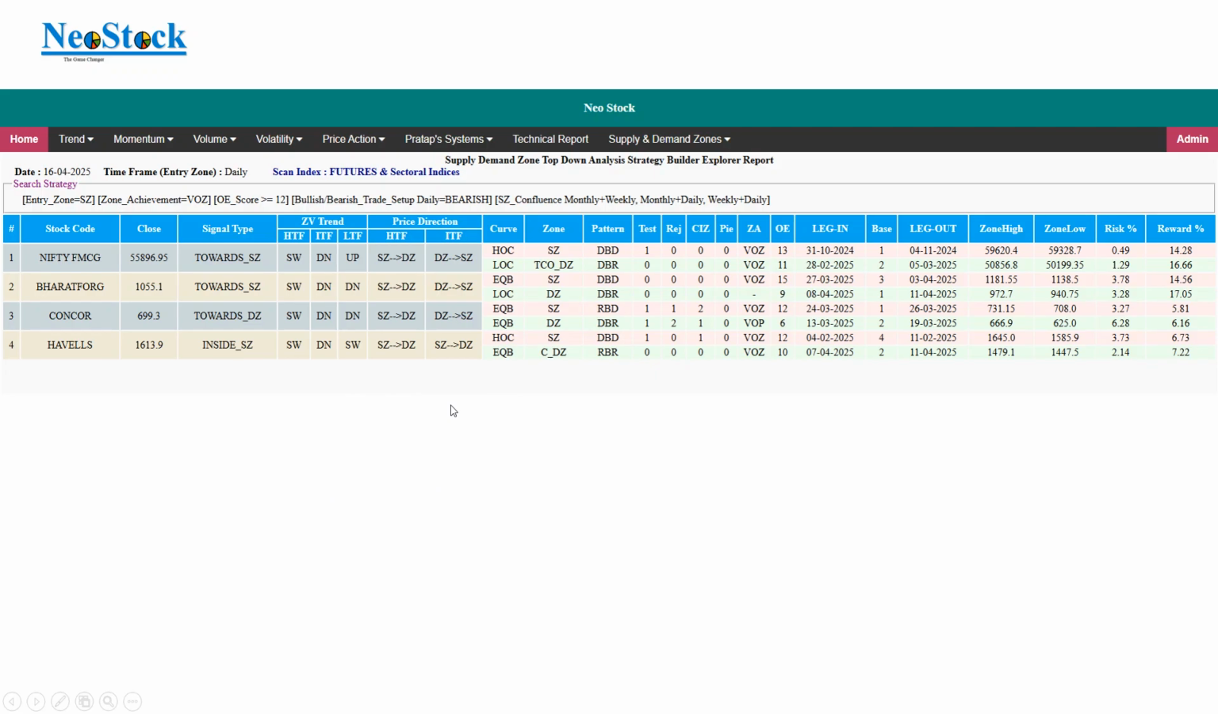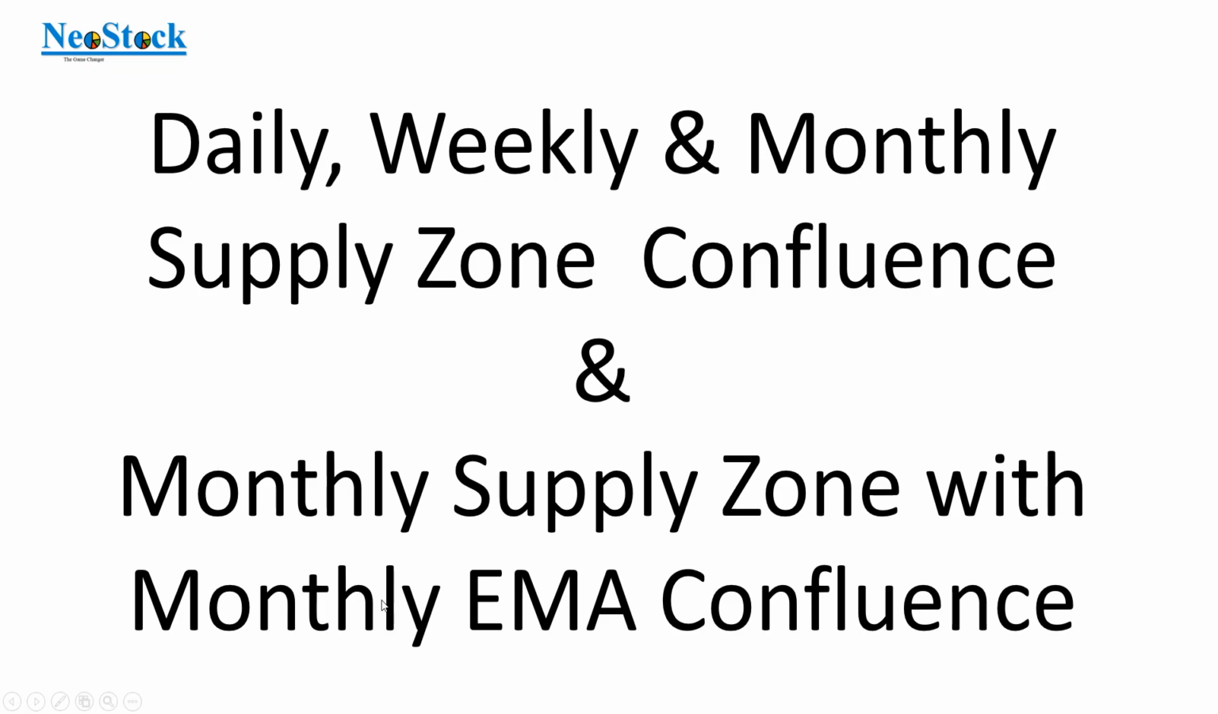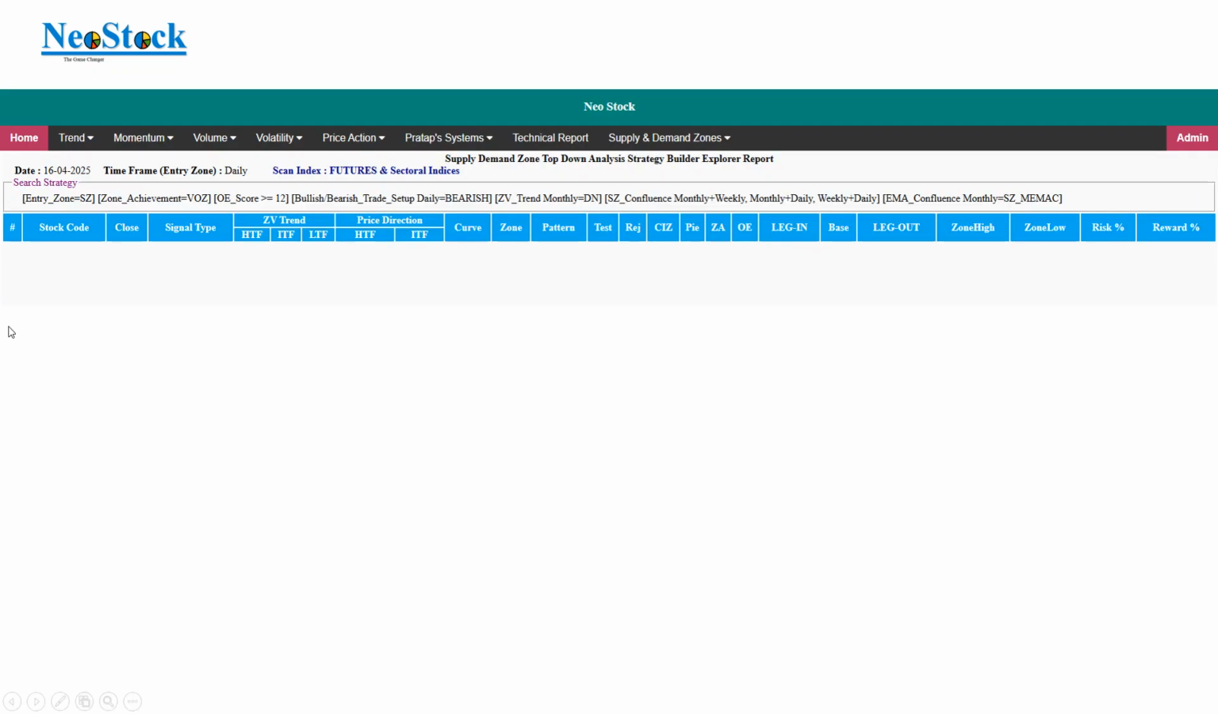And if you want to filter further with EMA confluence, all are in a sideways trend. When you filter, you won't get any stocks, because for a sideways trend we don't use EMA confluence. So that's why we don't get any stocks. So this is bearish trade setup for monthly income trade.